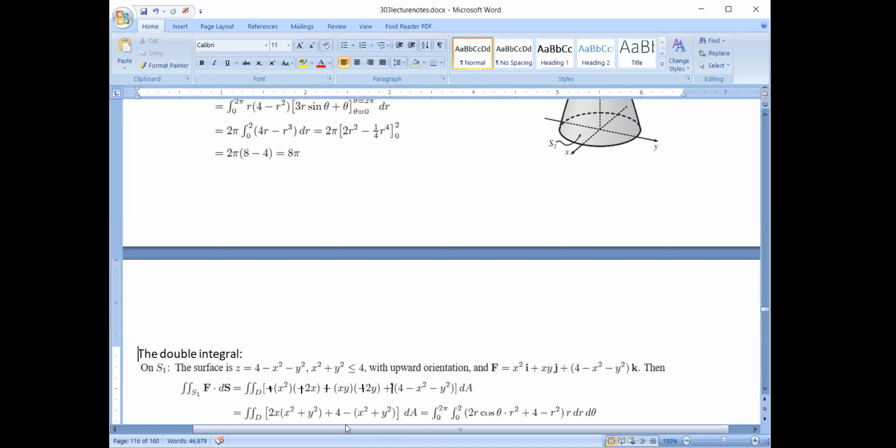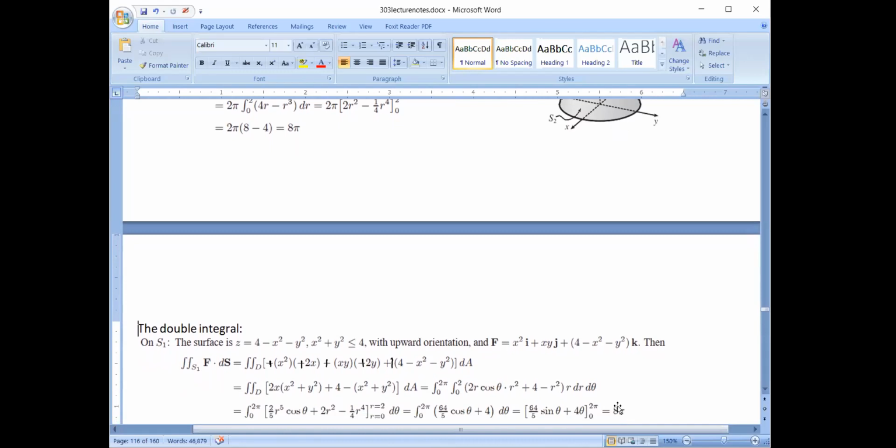So you wind up with 2 times r cos theta times r squared, and then plus 4 minus r squared. So you wind up with this integral, and the bounds for theta, 0 to 2 pi, wraps all the way around. And we already said the radius is 2, so r goes from 0 to 2. So here we had to convert to polar coordinates in order to do this integral. And now we go ahead and calculate.